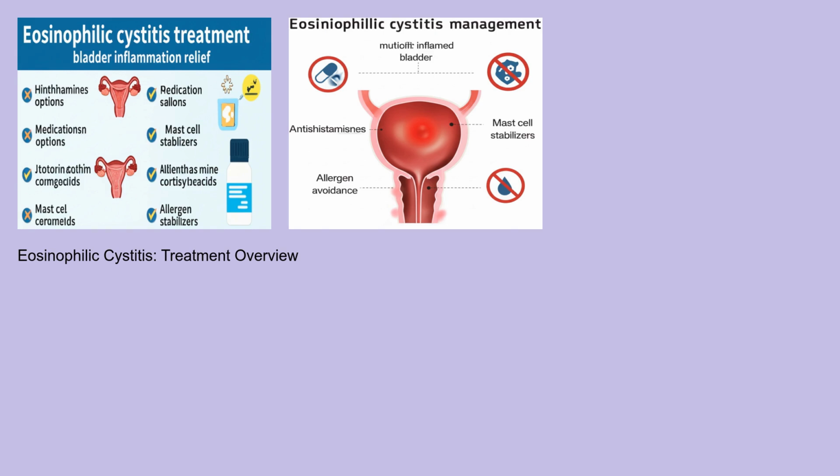The treatment of eosinophilic cystitis aims to reduce inflammation and alleviate symptoms. The initial approach often involves conservative measures, such as avoiding potential allergens or irritants. Medications including corticosteroids, antihistamines, and mast cell stabilizers are commonly used to suppress the immune response and reduce eosinophil activity.